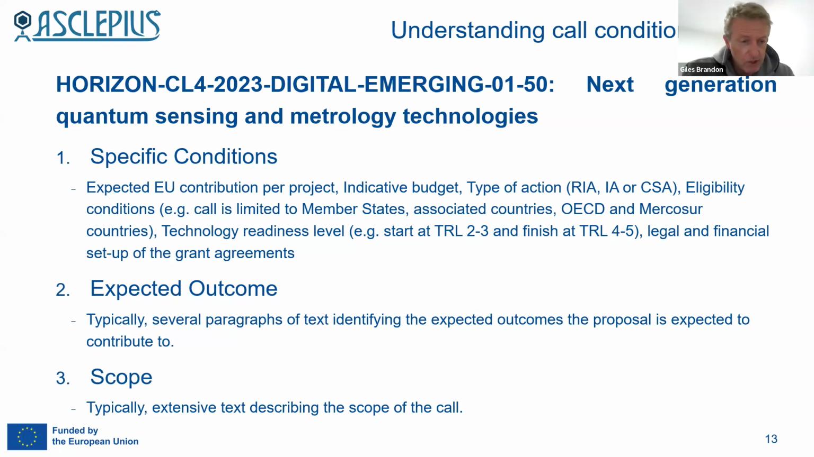Also in the call text, there'll be a subsection which says expected outcome. And typically this is several paragraphs of text identifying the expected outcomes the proposal is expected to contribute. And then thirdly, there'll be a subsection scope with typically extensive text describing the scope of the call. Now, all this information, specific conditions, expected outcome, scope, usually it's spread over maybe 2 to 3 sides of A4 paper within the work program. And you'll need to print those out. You need to have those readily to hand if you're doing a proposal.